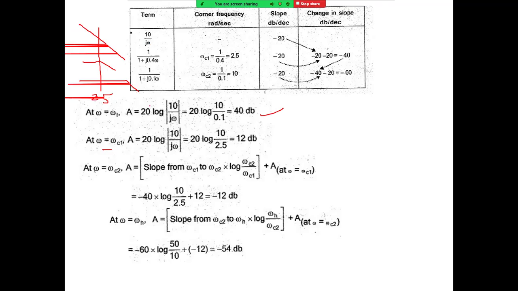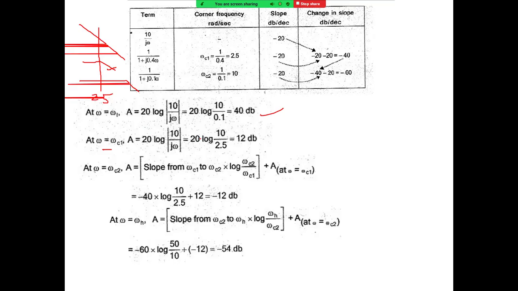This integral term only. That's why you are calculating the magnitude value at omega C1 with the help of this integral term, 10 by j omega. So that is equivalent to 20 log of 10 by j omega. So we'll get omega value is 2.5, and then we will get 12 decibels. So that means here onwards, now the first order factor will be coming into the picture, first one and second one. So then no need to calculate again with the help of this formula. We can just get what is the change in the slope and what is the previous gain, just by adding all the values.